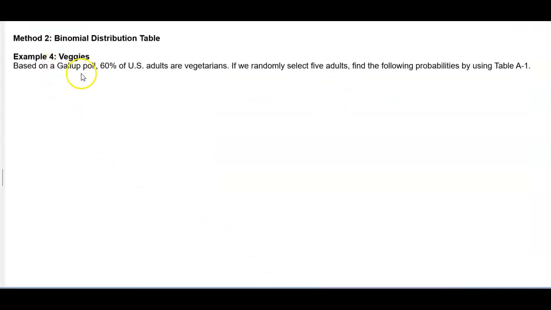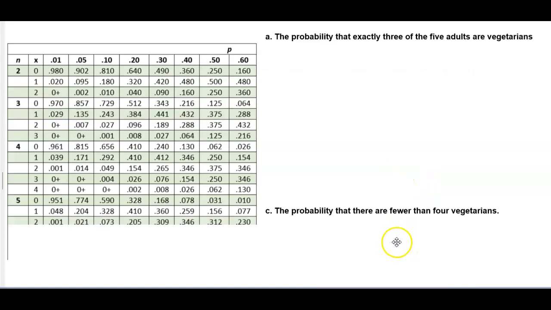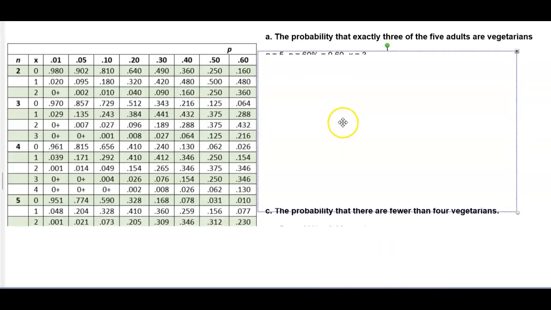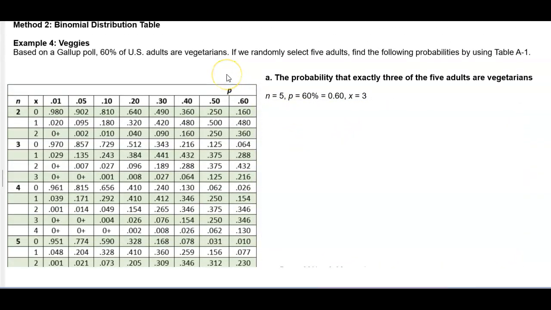Example 4, Veggies. Based on a Gallup poll, 60% of U.S. adults are vegetarians. If we randomly select 5 adults, find the following probabilities by using Table A1. So here's the table. I'm going to go ahead and do part A first. So for part A, what do we know? We know that in the problem, we're given the value of n is equal to 5. So we know there's 5 adults. We know the probability is 60%, which is the same thing as 0.6, and x is equal to 3. So we're looking for exactly 3.